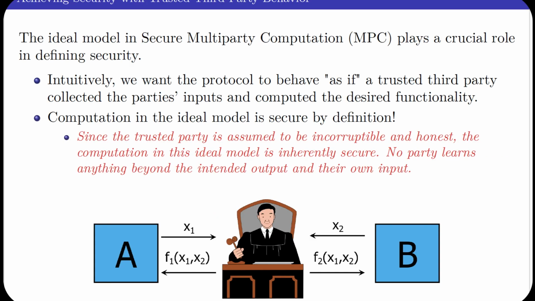Now we're going to talk about the ideal and the real model, which is going to help us define security in general, especially in secure multi-party computation. So in the ideal model that we see in this case, we try to achieve security with a trusted third party. Okay, good.